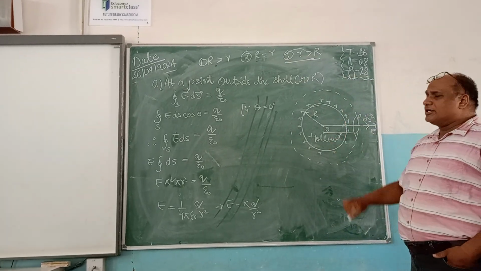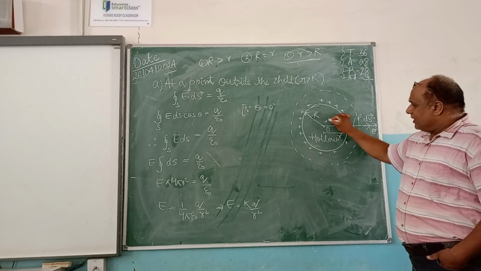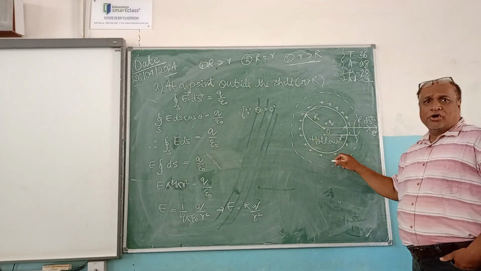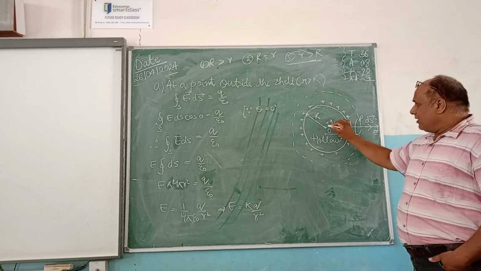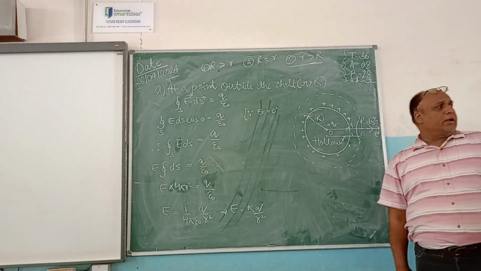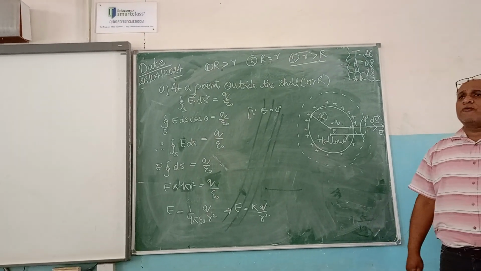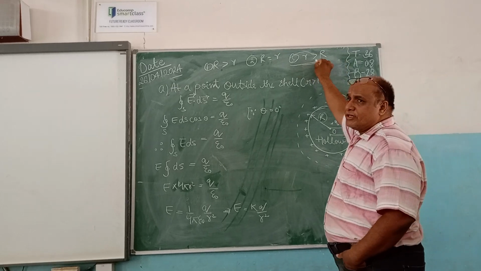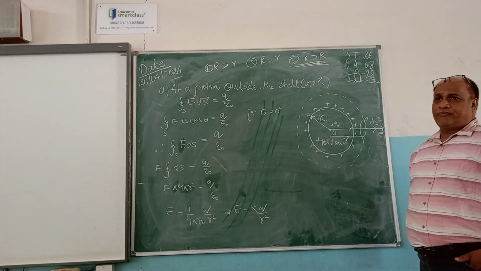Now here we consider a charge q at the center. With the help of this charge q, we take a Gaussian surface, and this is the spherical shell. So this is capital R. What is this capital R? Capital R is the radius of the spherical shell. Now here we have to find the electric field intensity outside the shell.